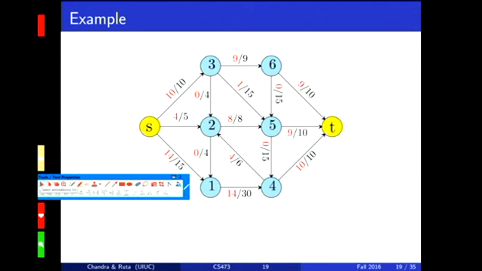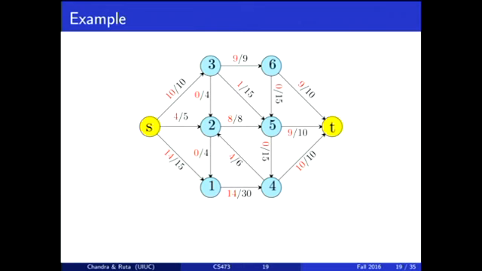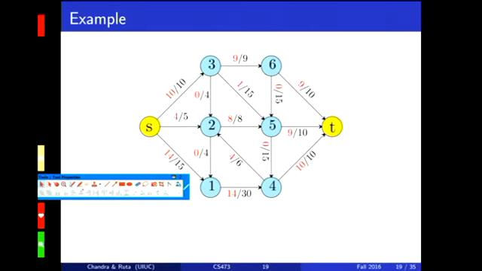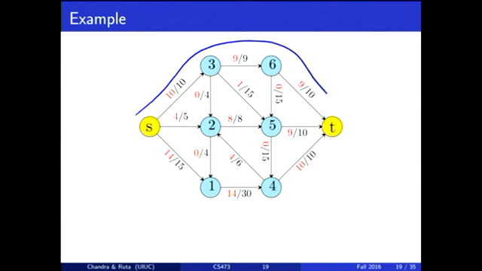Maybe you greedily pick the top path, right? Okay, so here is one path. I'll be greedy and say, on this path, how much flow can I send? What is the maximum I can send on this path, and remove that flow?